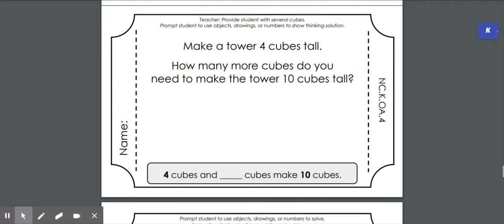We're going to do a couple of exit tickets today, and I hope that you will work them out with me and help me and make sure that you use paper and pencil at home, and we'll do these together. All right, let's get started.